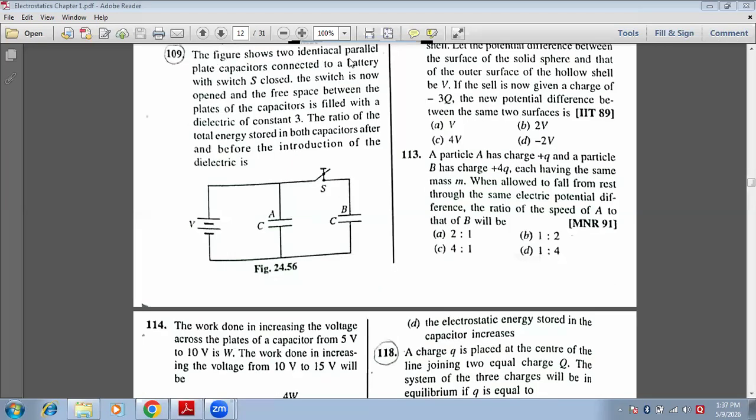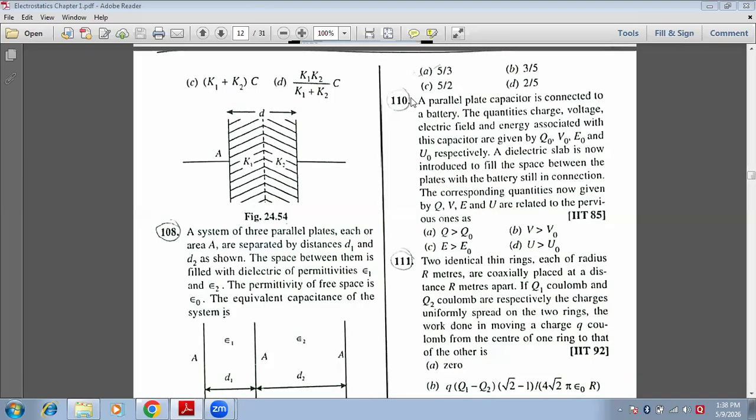The figure shows two identical parallel plate capacitors connected to a battery with switch S closed. The switch is now opened and the free space between the plates of the capacitor is filled with a dielectric of constant 3. The ratio of the total energy stored in both capacitors after and before the introduction of the dielectric is option A 5 by 3, option B 3 by 5, option C 5 by 2, option D 2 by 5. Correct answer option A 5 by 3.